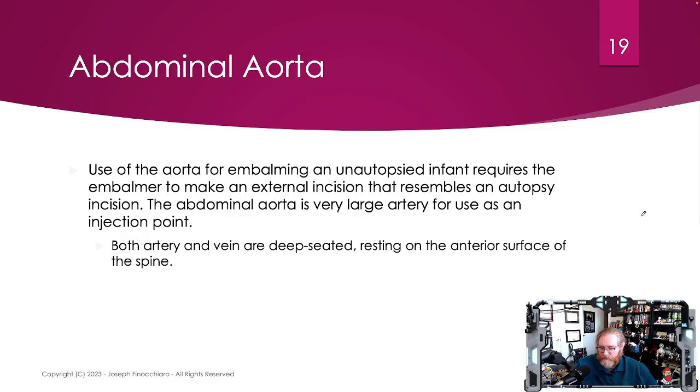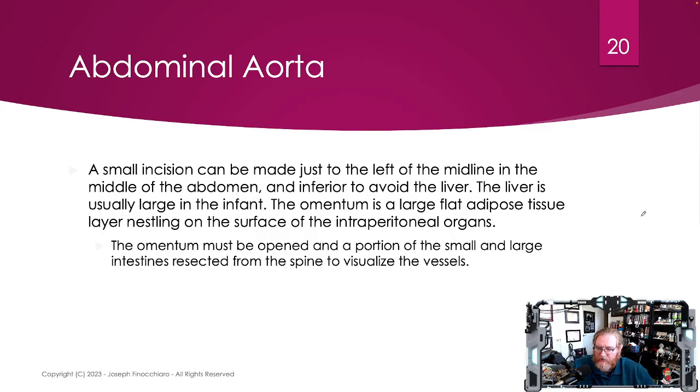Use of the aorta, so the abdominal aorta. Use of the aorta for embalming an unautopsied infant requires the embalmer to make an external incision that resembles an autopsy incision. The abdominal aorta is a very large artery for use as an injection point. Both artery and vein are deep-seated, resting on the anterior surface of the spine. A small incision can be made just to the left of the midline in the middle of the abdomen and inferior to avoid the liver. The liver is usually large in the infant.